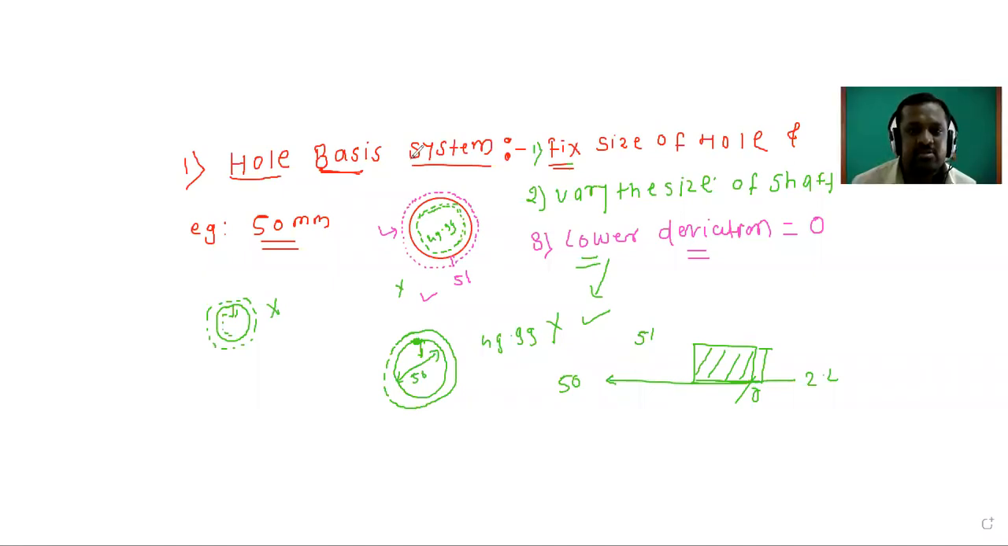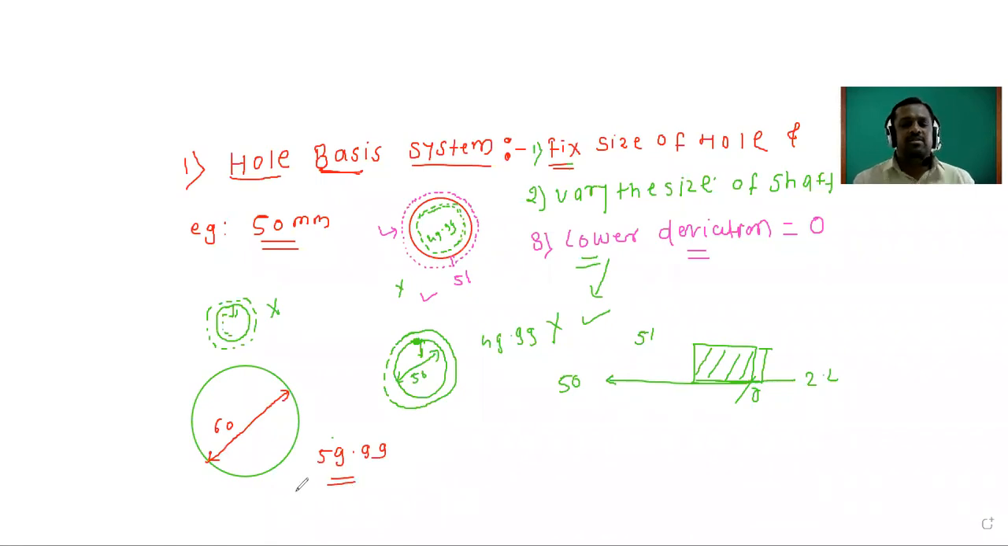Okay, so then tell me, I will take another example here. Suppose I have produced one hole here, and the diameter of that hole will be 60. Suppose you have produced a hole of 59.99, and you are following the hole basis system. Okay, it is allowable, it is the hole basis system. And if suppose you have produced the hole of 60.01, it is allowable. Yes, sir. It is the hole basis system.